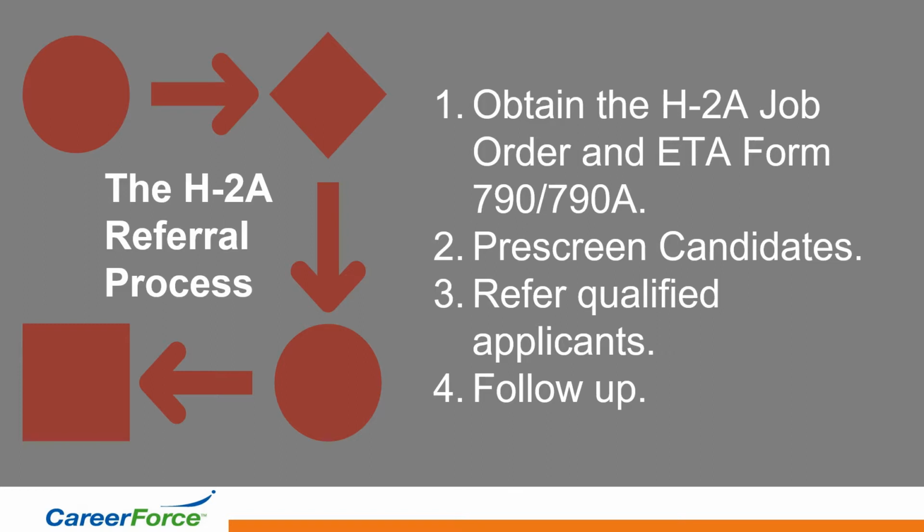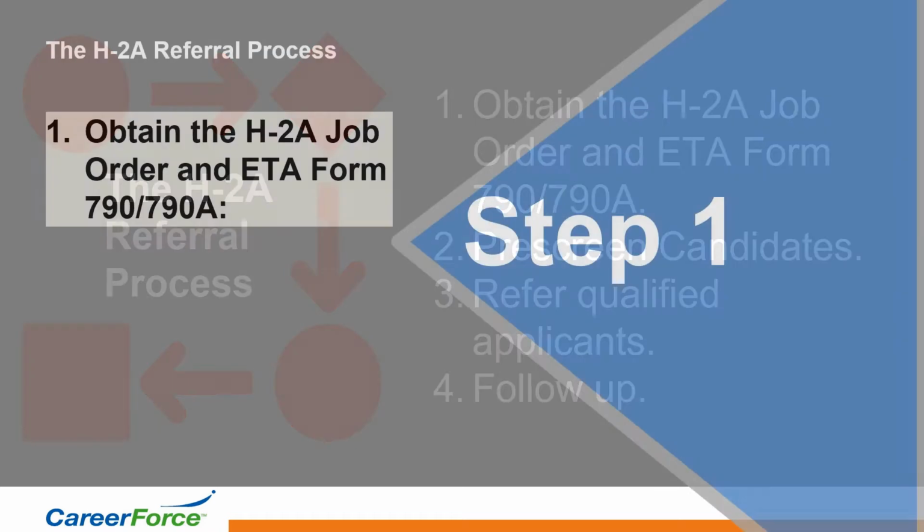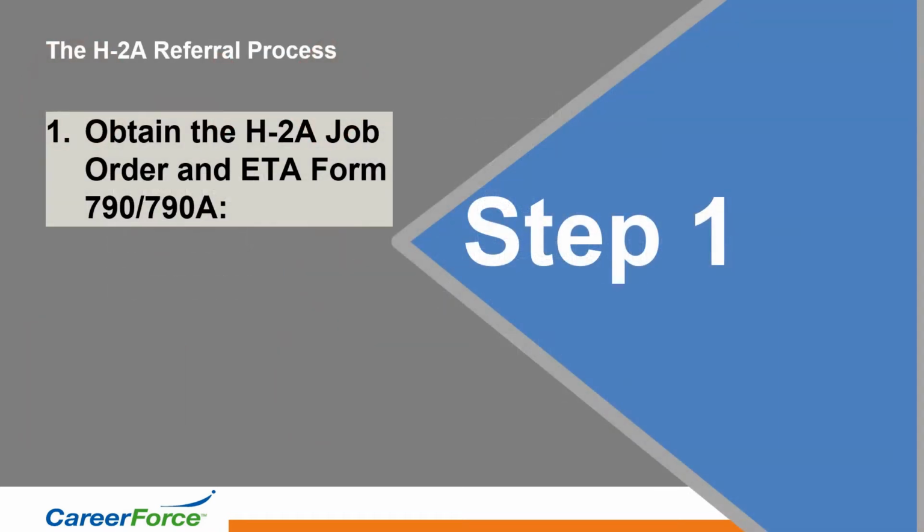Now we'll move on to the H-2A referral process. 1. Obtain the H-2A job order and ETA form 790-790A. 2. Pre-screen candidates. 3. Refer qualified candidates. And 4. Follow-up. Next, we'll talk about each step in more detail, starting with step 1.